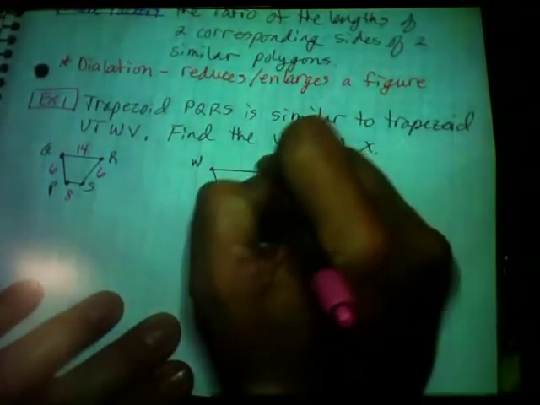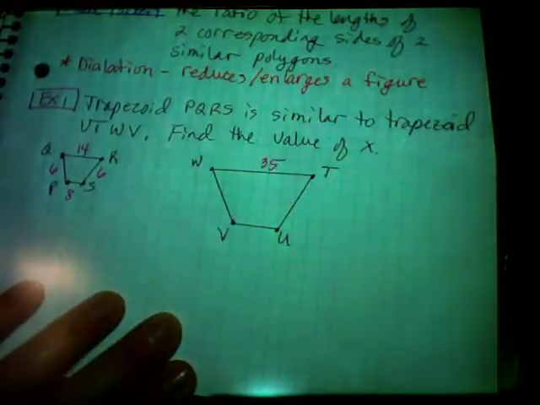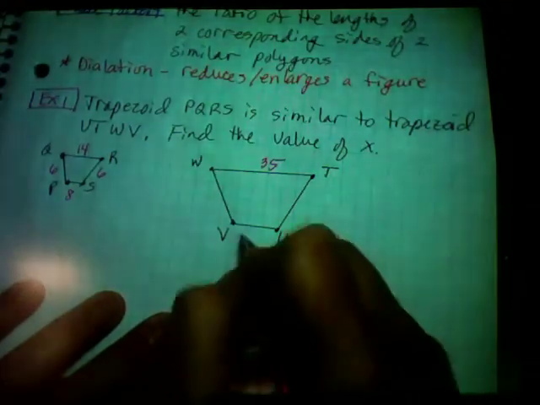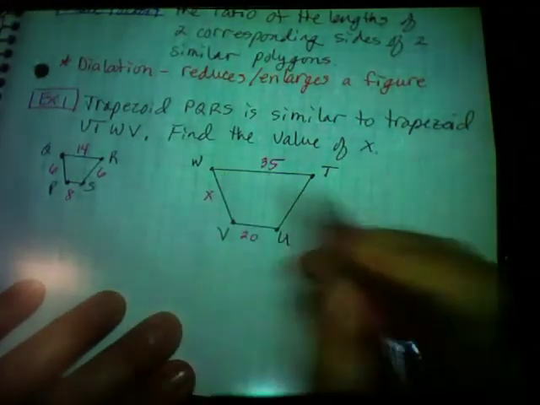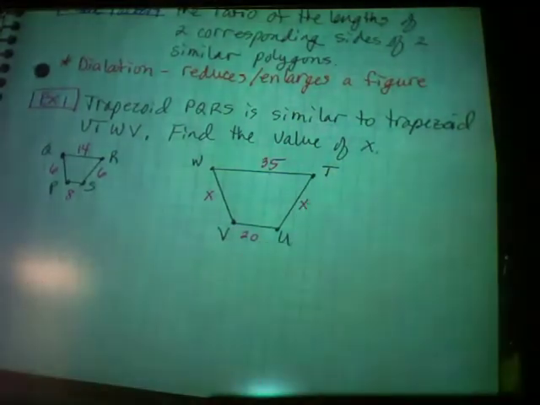So this is 35 between W and T. Between U and V is 20. And then if I make WV x, then TU would have to be x as well.